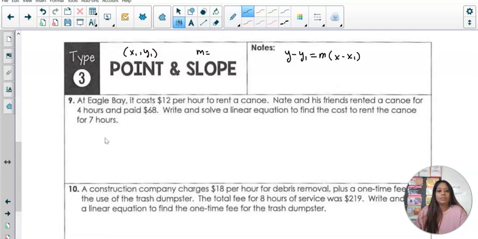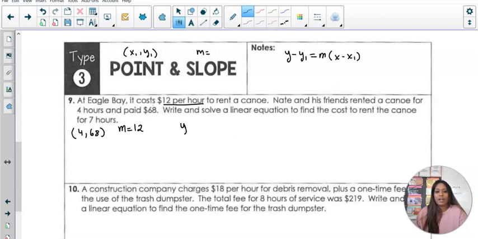So to see what we have here, we have a slope. Anytime you see the word $12 per hour, that's going to be your slope. So every hour increases by $12. And then my point here, at 4 hours, we are at $68. So we have everything to write our equation.